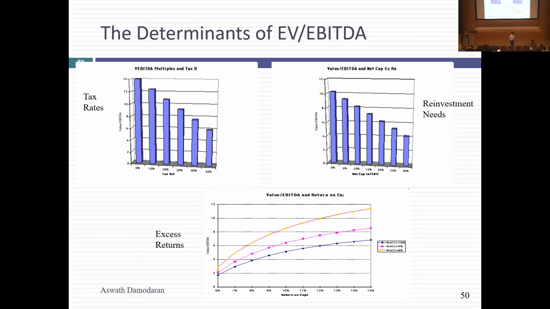I want a company with a low EV to EBITDA, a low tax rate, low reinvestment, and a high return on capital, because that's going to be the company that's really cheap. It's not a company that deserves to be cheap.